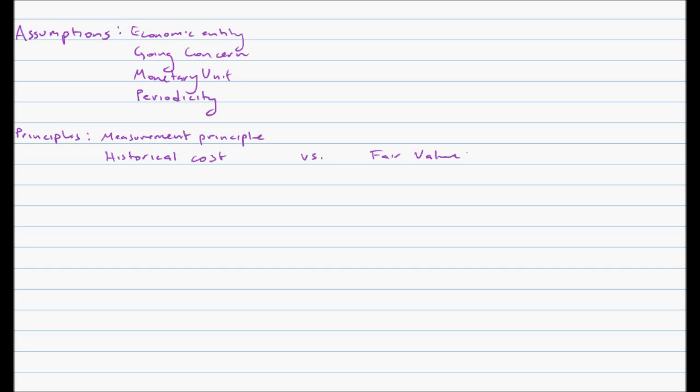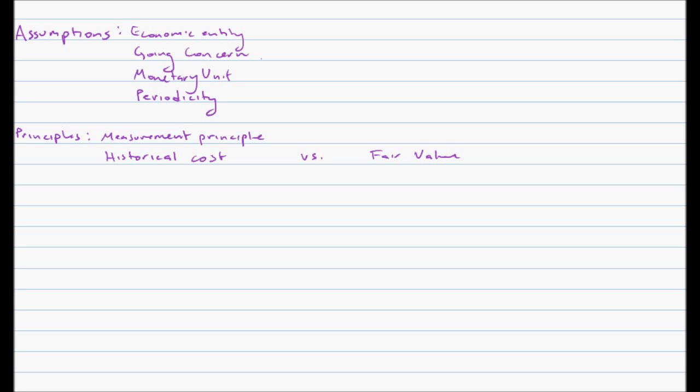Now there's a trade-off between historical cost and fair value when it comes to relevance and reliability. Historical cost is much more reliable because it's based on a transaction that already happened. And fair value is thought to be more relevant because it's the price that you would get for an asset right now. And like I mentioned before with the going concern, that's really the price that you're concerned with if you want to liquidate your assets.